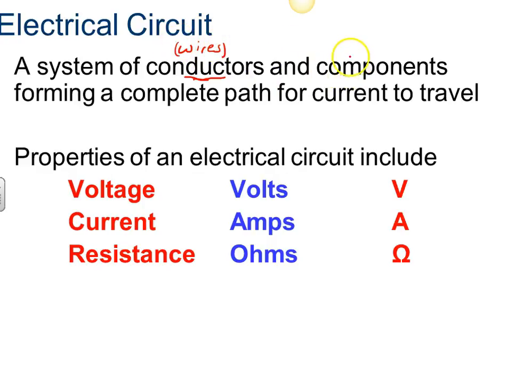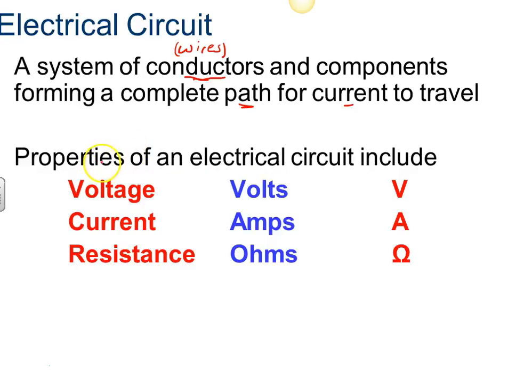And other components. Some of these components are used to control the circuit. Others are used to, for instance, do useful work as the circuit is working. And it forms a complete path. Okay, so the circuit itself is just a path, and this is the path specifically for electric current to travel.